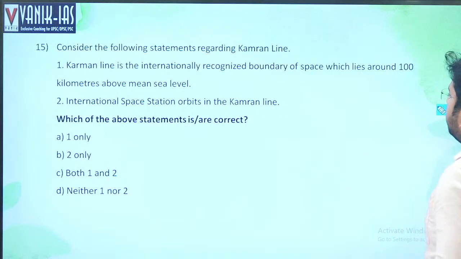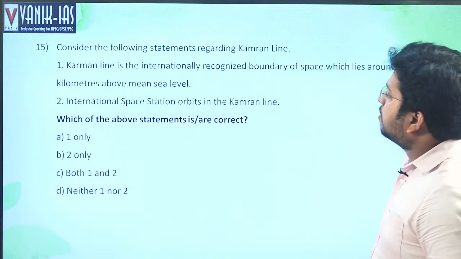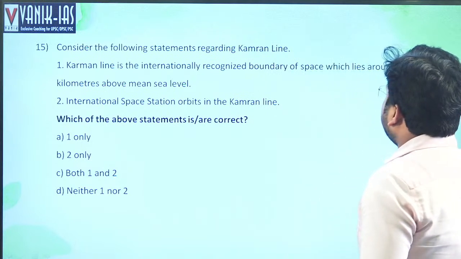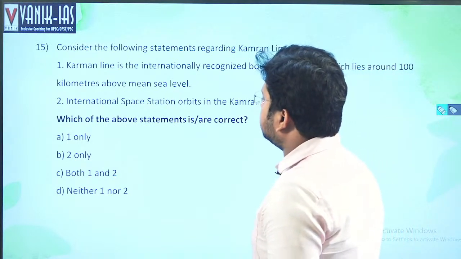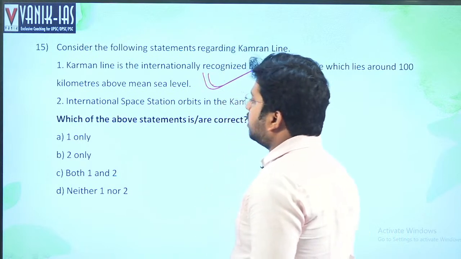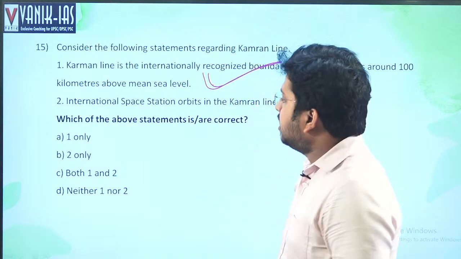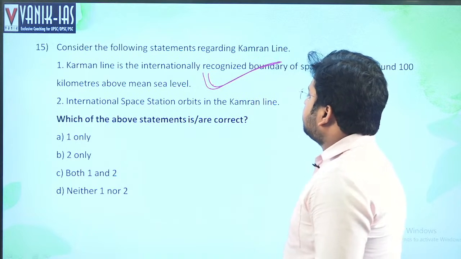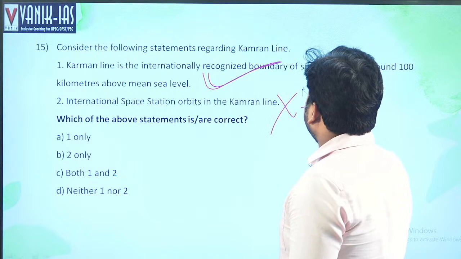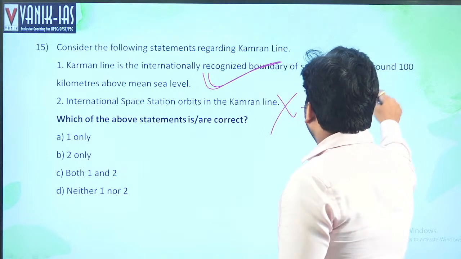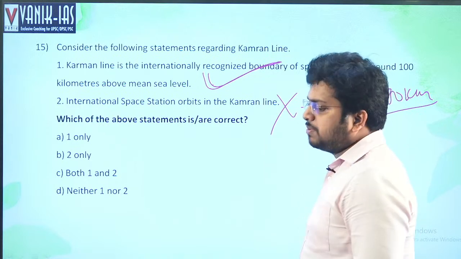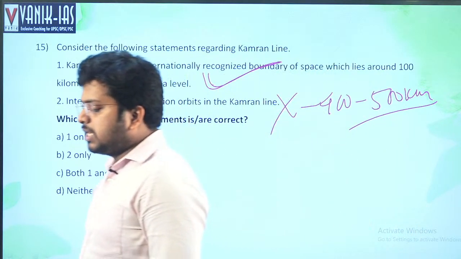Okay, what is the Karman line? The Karman line is an internationally recognized boundary of space which lies around 100 kilometers above mean sea level. Yes, this is right. International Space Station orbits the Karman line. No. The International Space Station orbits around 400 km to 500 km.